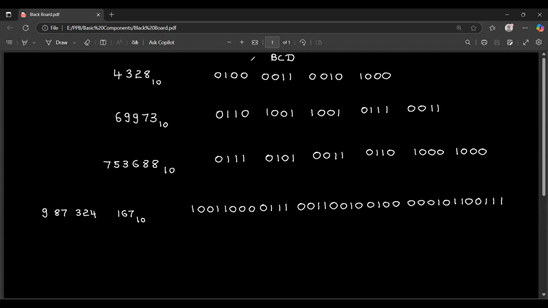So what are the important things that you have to keep in mind? In binary coded decimal, we use 4 bits to represent a single decimal digit. Most importantly, this is a code. It's not the exact conversion from decimal to binary. This is conversion from decimal to binary coded decimal. Now let's talk about ASCII.